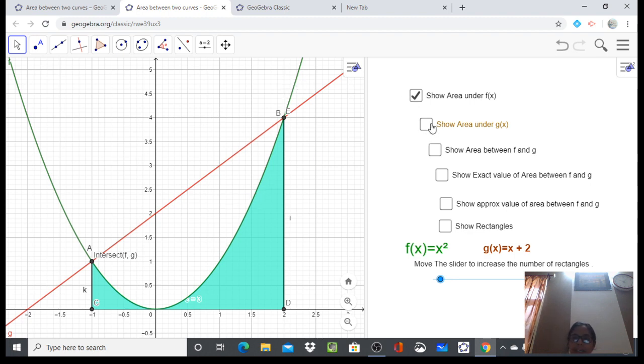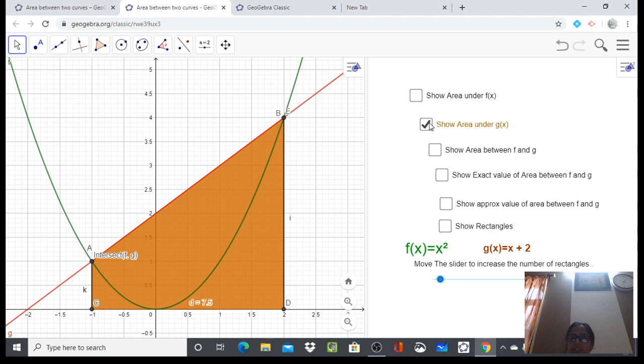Right. Then show an area under g of x. g of x is a straight line, so this is the area under g of x. We can see the area under f and g is this area, and we are going to calculate this area. So this is the area we have to calculate. This is the area under f of x, this is the area under g of x, and the difference of these two will be the area between f and g.